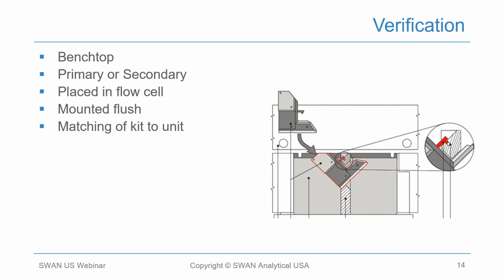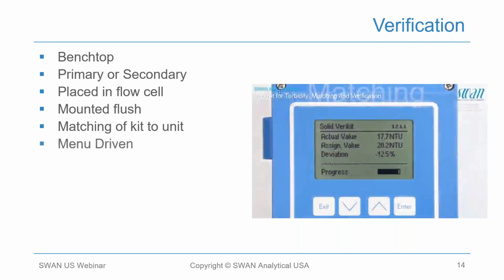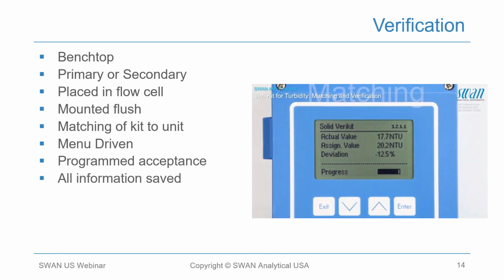When you first get the unit, you will match the verification kit to the unit, which is a really nice feature, and it allows your verifications to be much smoother. It's a menu-driven process that walks the user through every step of the process, so there's not a way to make a mistake. It has factory programmed acceptance criteria, and all information like the verification value, the time, and the date, it's all saved in the diagnostic menu. It'll hold up to 32 readings, so you get about 8 years worth of verifications that's stored in the monitor for you.